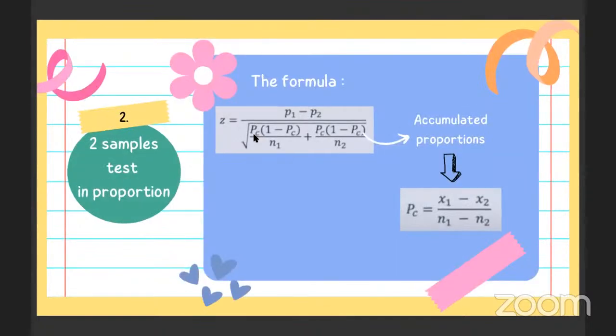And the next one is the two sample test for proportions. The formula that we use is Z equals P1 minus P2, divided by the square root of PC times 1 minus PC divided by n1, plus PC times 1 minus PC divided by n2. PC is the pooled proportion. The pooled proportion formula is PC equals X1 plus X2 divided by n1 plus n2.